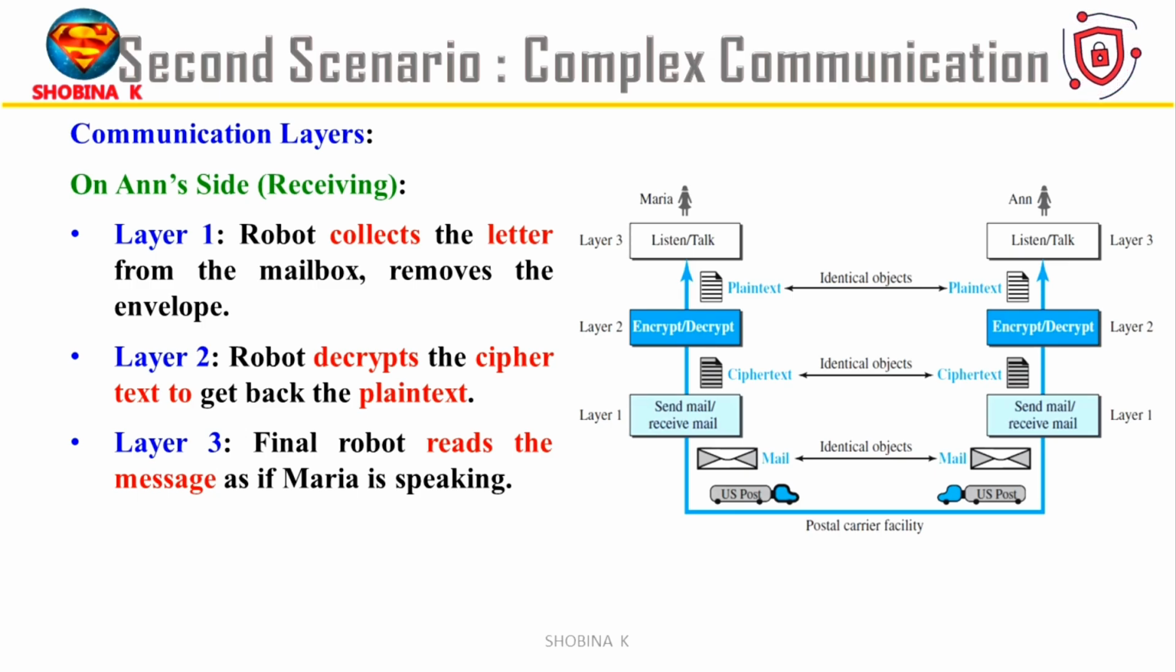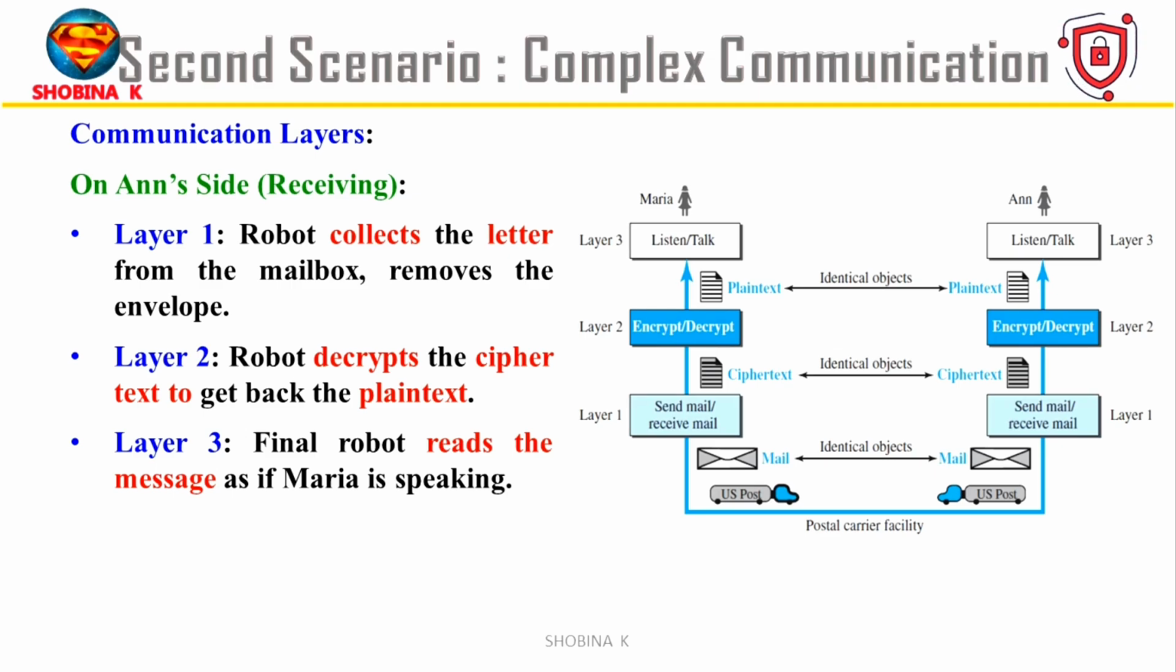It checks the sender address and sees it is from Maria. Now the machine takes the ciphertext out of the envelope and gives it to the second layer machine. The second layer machine decrypts the ciphertext and creates the plain text. Now the plain text is sent to the third layer machine. The third layer machine reads it like Maria is talking to Anne.